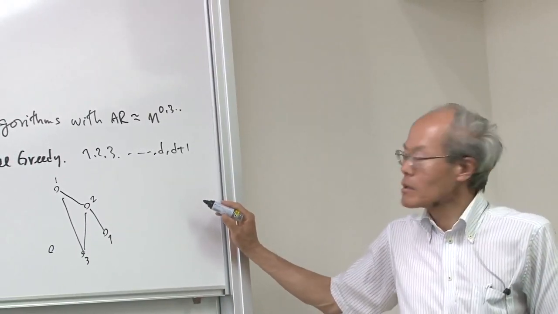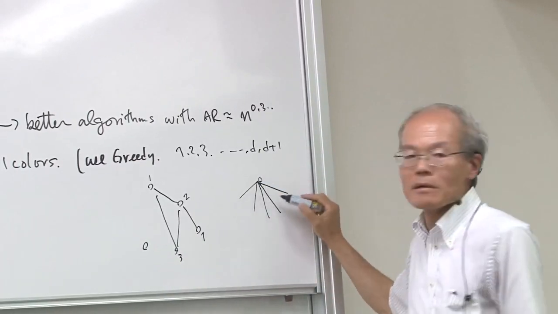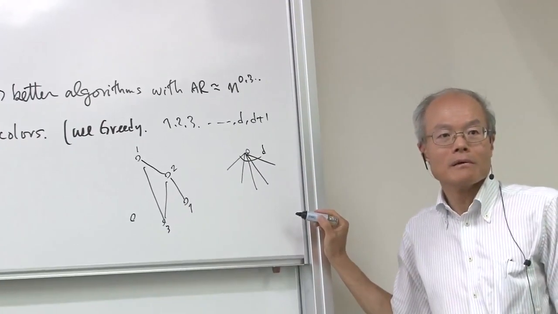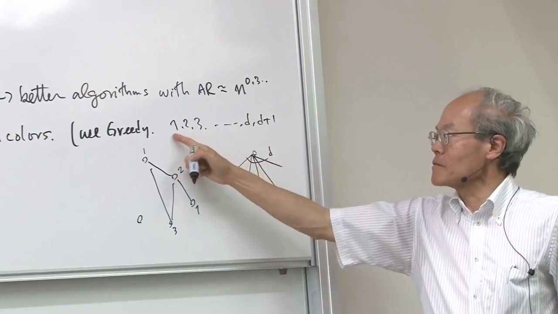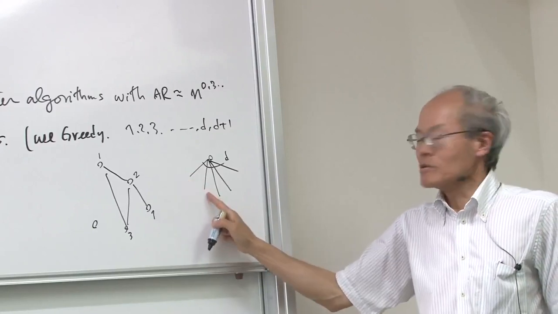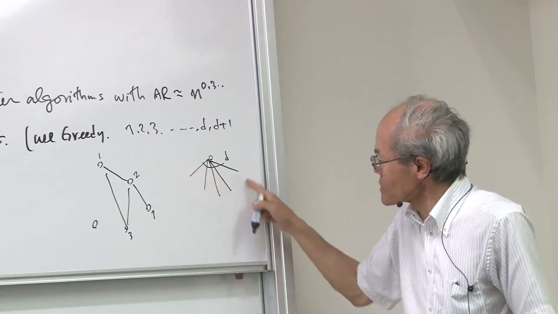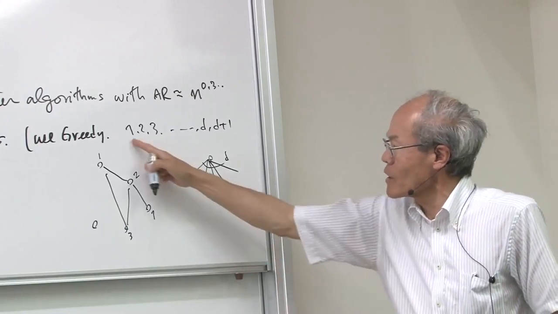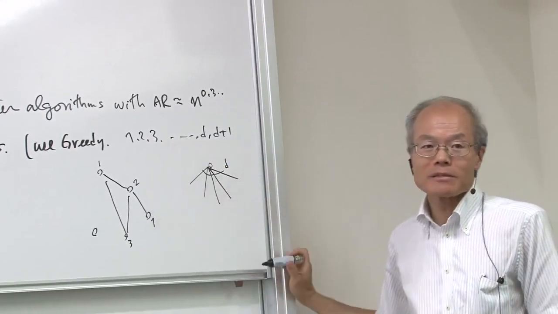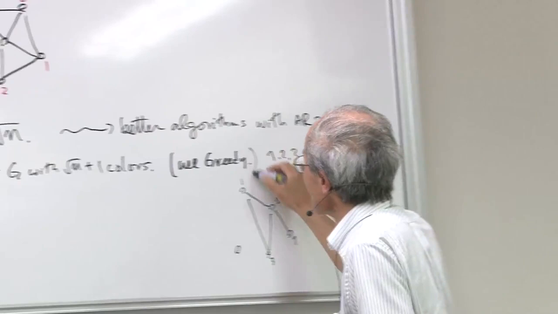Why? Now this is your current vertex. Degree is D. Now you look at the colors from left to right. You can't use 1. You can't use 2. You can't use 3. If those vertices use 1 through D, then you can use D plus 1. Or maybe some colors are missing. You just use greedy. Good.